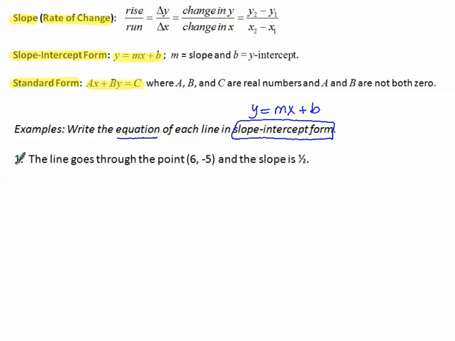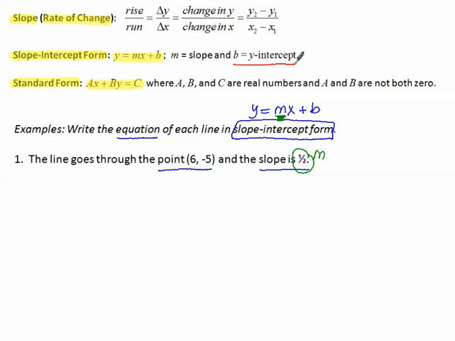Let's look at number 1 and what they give us. The line goes through the point 6, negative 5, and the slope is 1/2. Remember, the slope is the m, and we have that. So we already have that part of our equation. That's useful, but do we have the b? The b is the y-intercept.